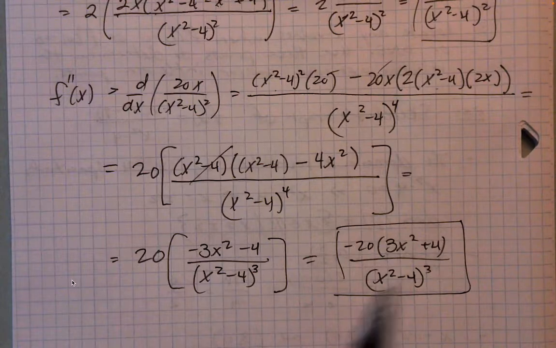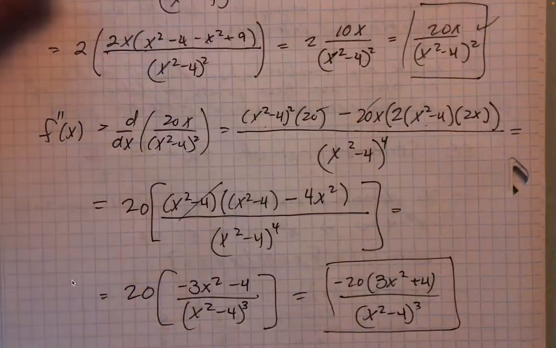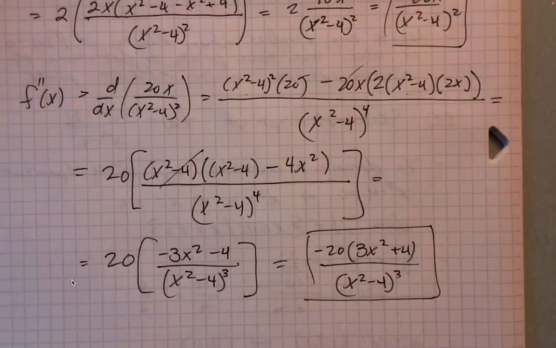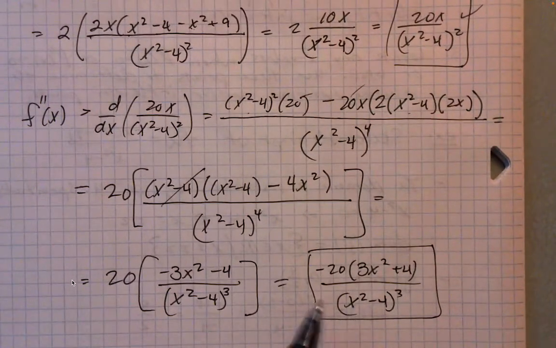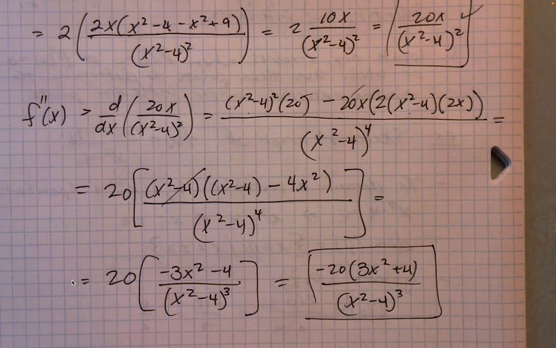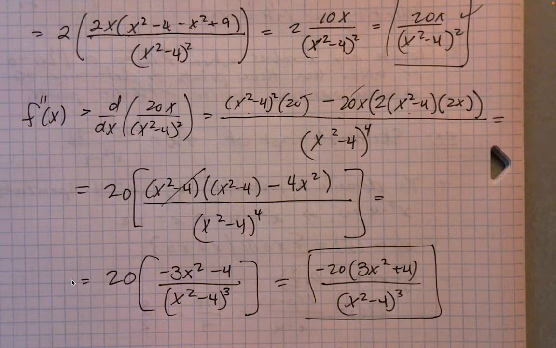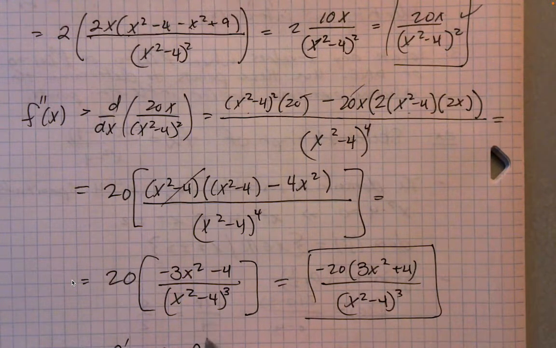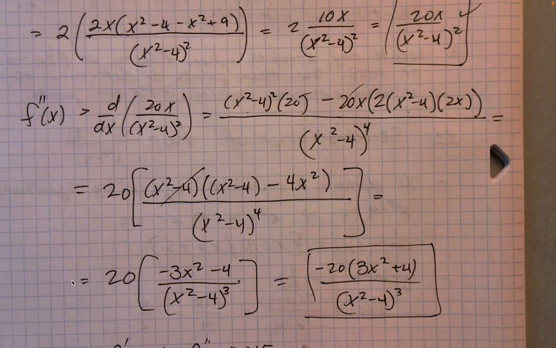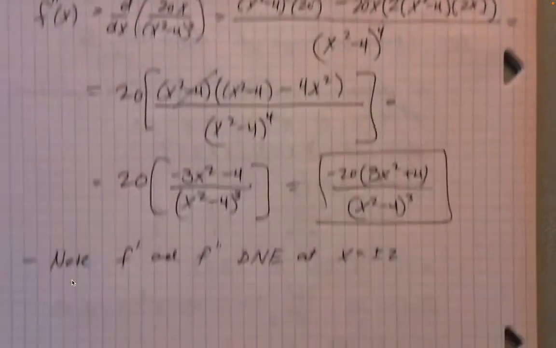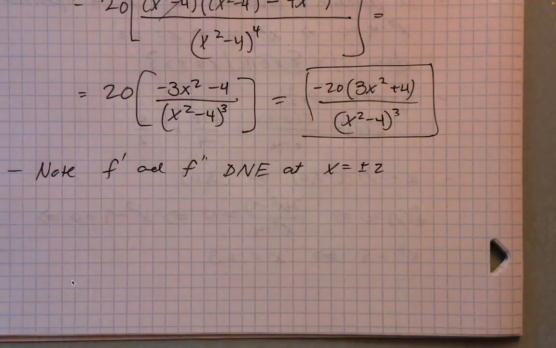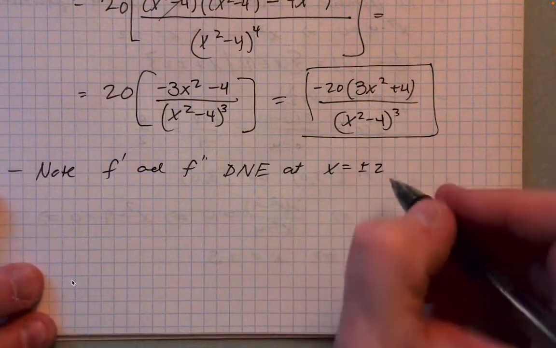All right, so we've got the first derivative up here. We've got the second derivative down here. So what can we say about these? Well, they have the same restricted domain, which would make sense, right? So let's note a few things. F prime and F double prime do not exist at x equals plus or minus 2. Okay, so that's the case with the first and second derivative.